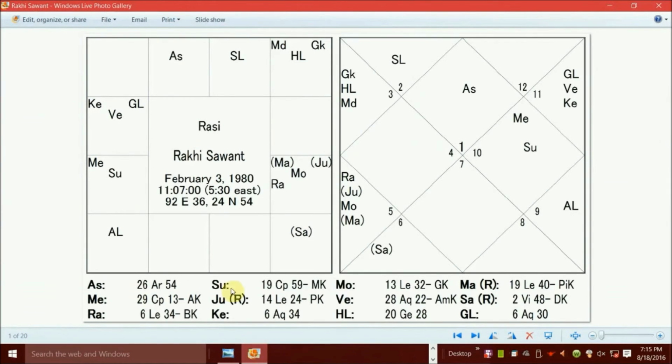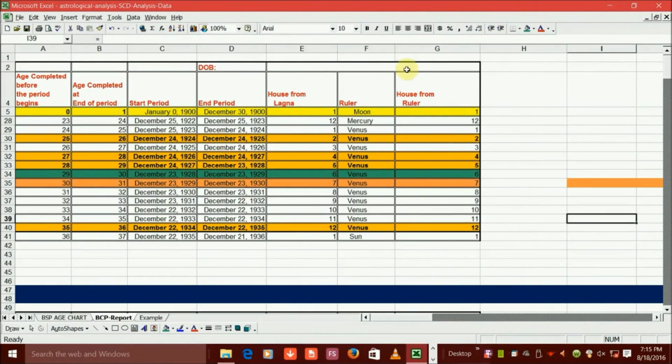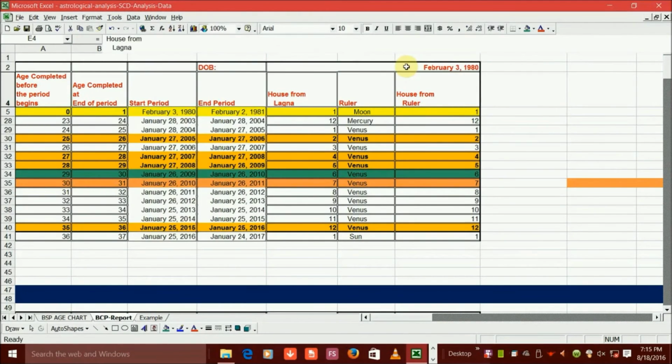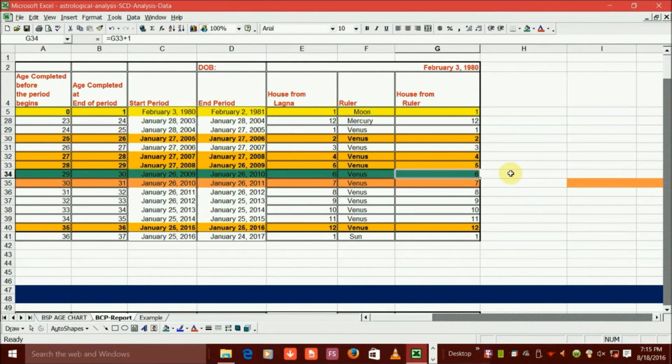I repeated it again here, and enter the date of birth here, which is February 3rd, 1980. Once you enter the date of birth as February 3rd, 1980, you see that she got married after the 29th year and before the 30th year, that is January 2009 through January 2010. And here Venus activates the 6th house from Lagna, and Venus is in the 4th house from Lagna.